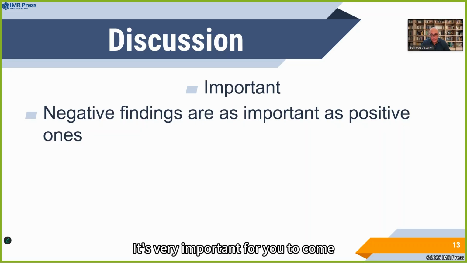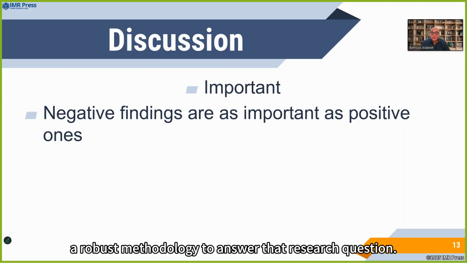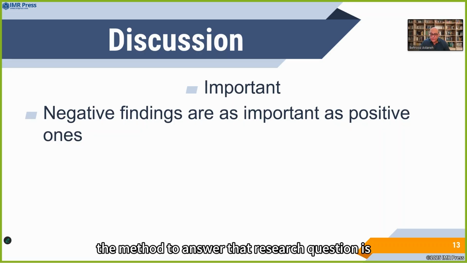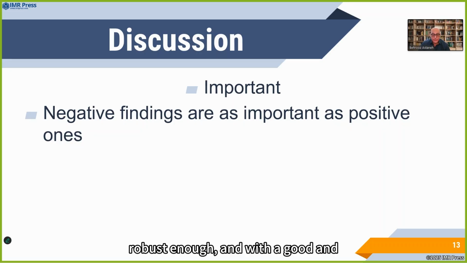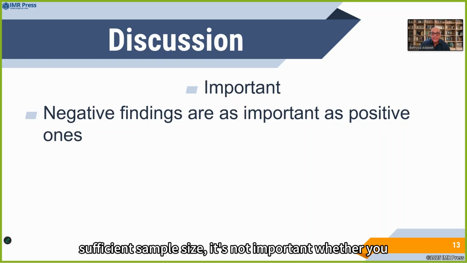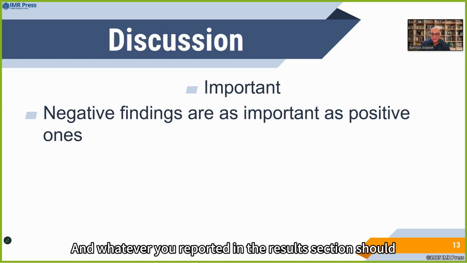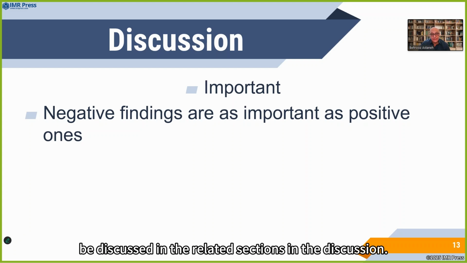So it's very important for you to come up with a good research question and to select a robust methodology to answer that research question. If the research question is good, the method to answer it is robust enough, and you have a good and sufficient sample size, it's not important whether you reach a positive or negative result. Whatever you found should be reported, and whatever you reported in the results section should be discussed in the related sections of the discussion.